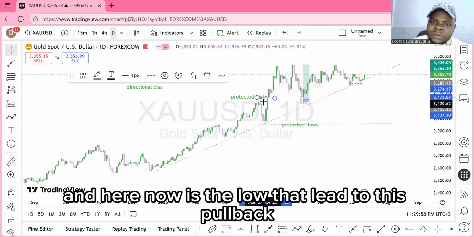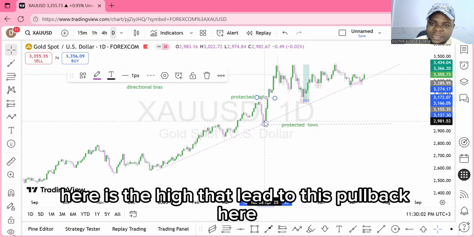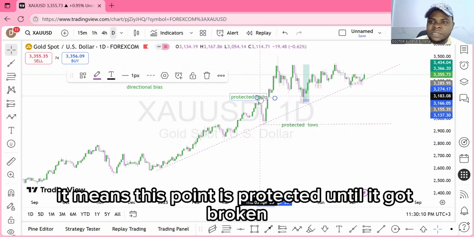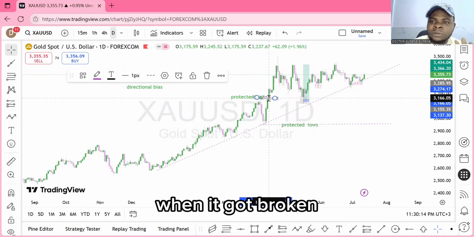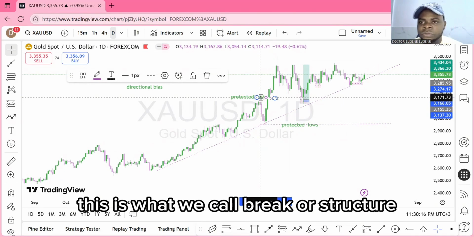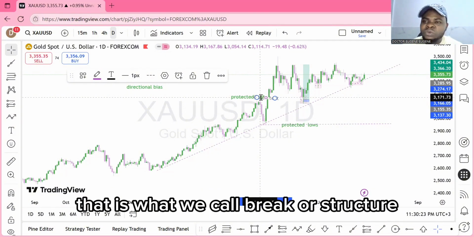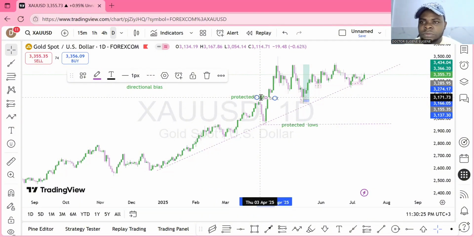And here now is the low that led to this pullback here. This is the high that led to this pullback here. So by leading to this pullback here, it means this point is protected until it gets broken. When it gets broken, this is what we call break of structure. It is when the protected high or protected low is broken. That is what we call break of structure.